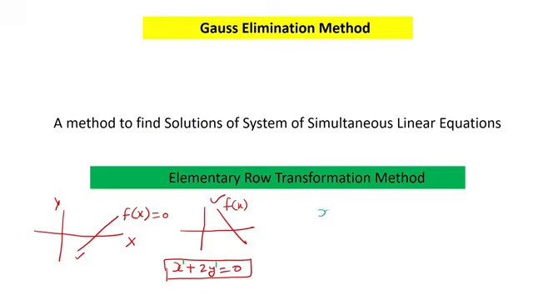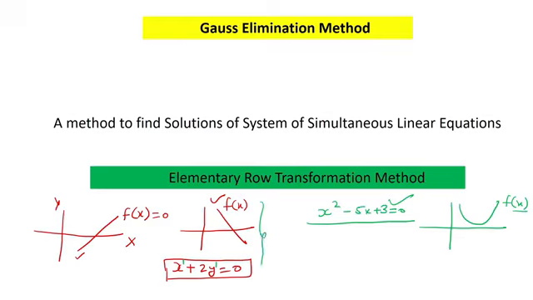For example, you have, let's say, a quadratic equation. This equation is a non-linear equation because if we draw the graph of this equation, it will be something like a parabola, or you can say some curved lines. So this f(x), or this equation, is a non-linear equation. The Gauss elimination method is applied only for linear equations.